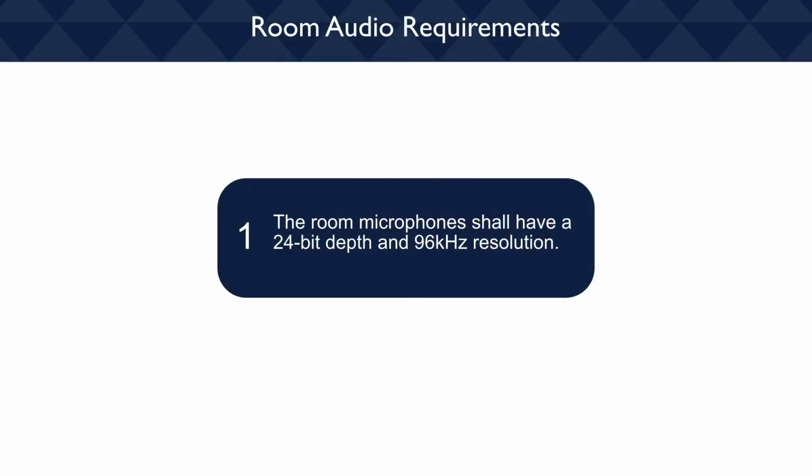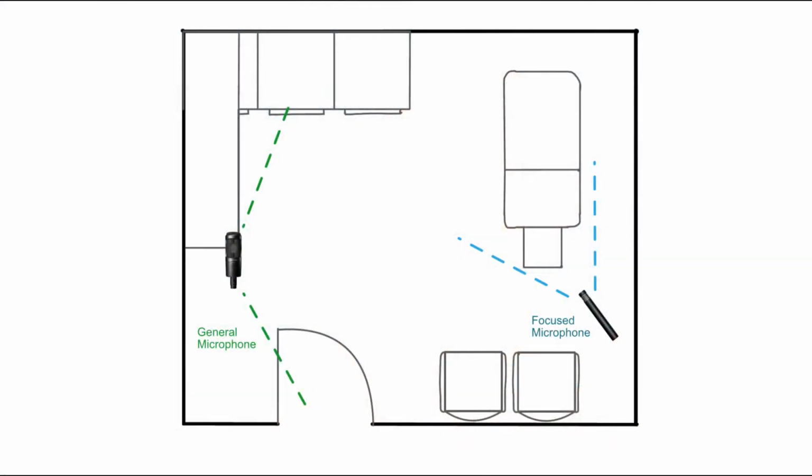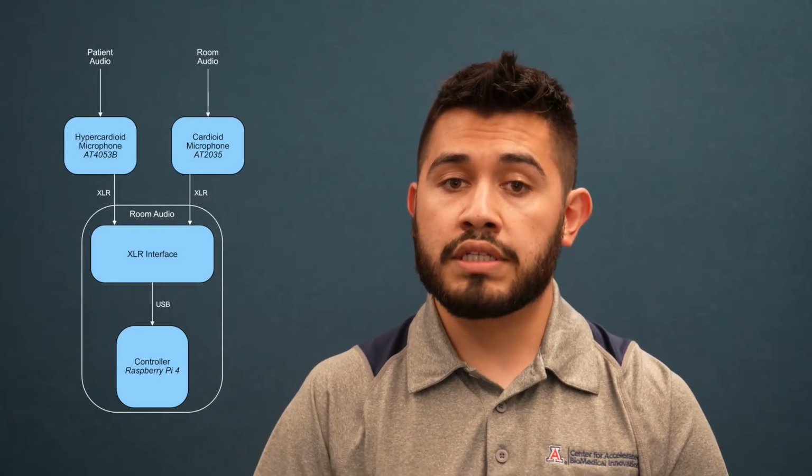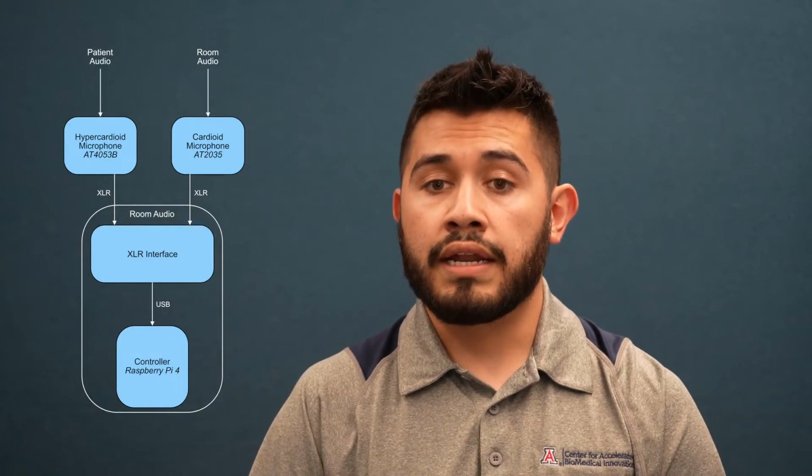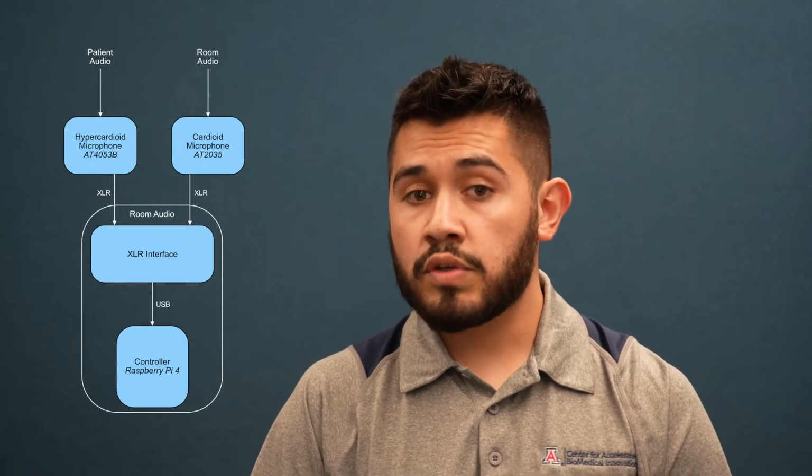For our room sound collection setup, the team determined that the microphone should have at least a 24-bit depth and a 96 kHz resolution to ensure good quality audio. After these specifications were met, the team elected to have 2 microphones arranged in the room. The first microphone is going to capture the whole patient-physician interaction, and the second microphone is going to focus specifically on the patient sounds. Both of these microphones are going to connect to a microcontroller consisting of a Raspberry Pi 4 and an XLR interface. These sounds will then be sent over to the server via Wi-Fi for analysis.